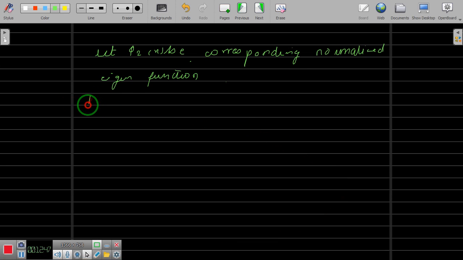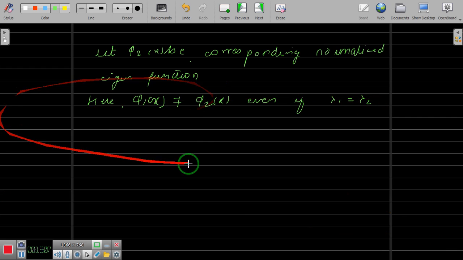Now here we know we have this phi 1, phi 2. Here phi 1 of x will not be equal to phi 2 of x, even if lambda 1 is equal to lambda 2. This fact we can easily prove.